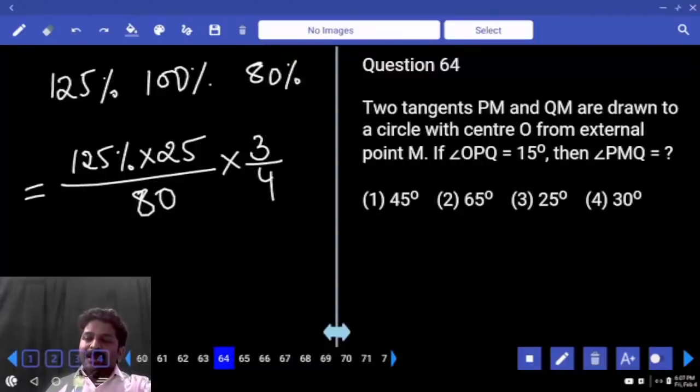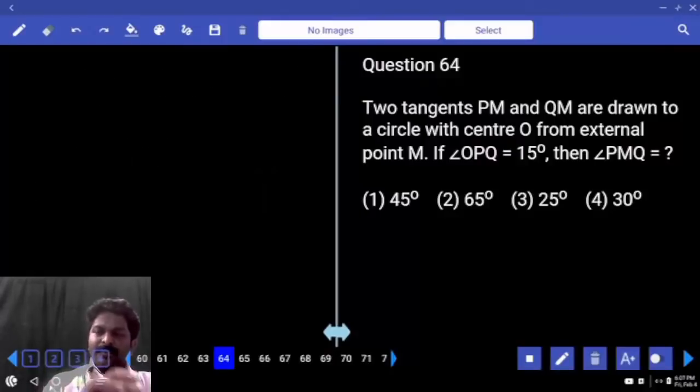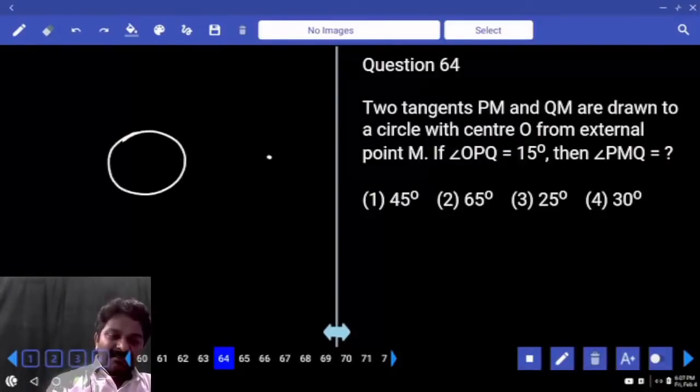Two tangents PM and QM are drawn to a circle with center O from external point M. If angle OPM is 15 degrees, then find angle PMQ. Okay, M is an external point. There is a circle here.